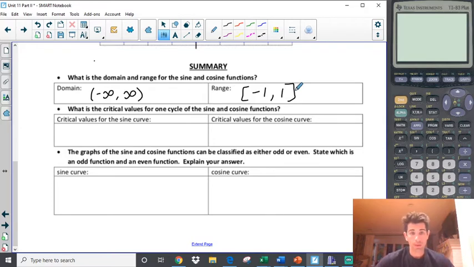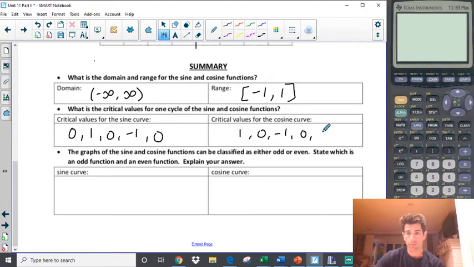Your critical values, okay, those were those y values. For the sine curve, we called them 0, 1, 0, negative 1, and 0. So that's up, hitting that 0 again, down, back up to 0. And then this guy, okay, was at 1, 0, negative 1, 0, positive 1. So those were our critical values that completed one single cycle.